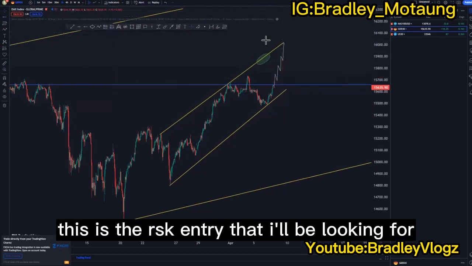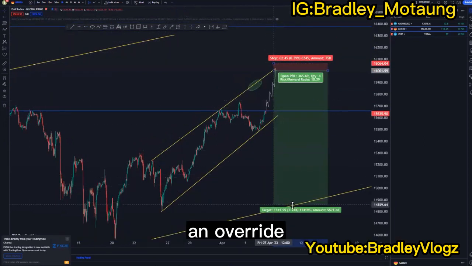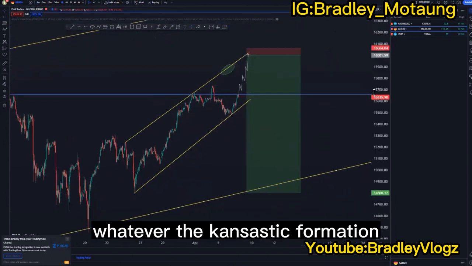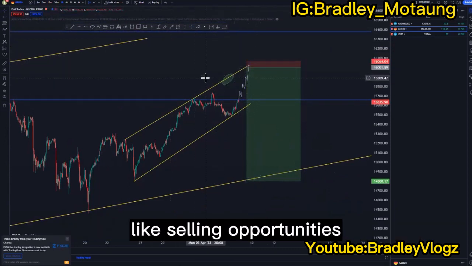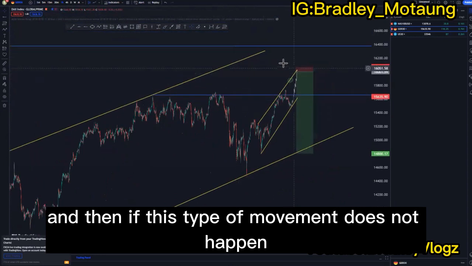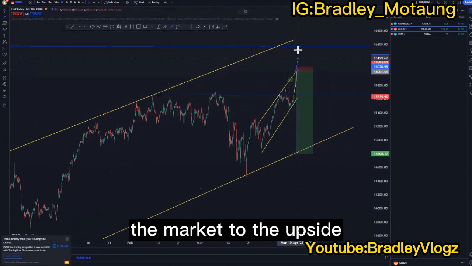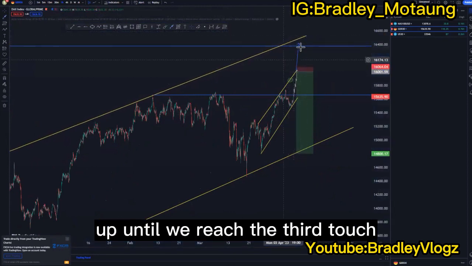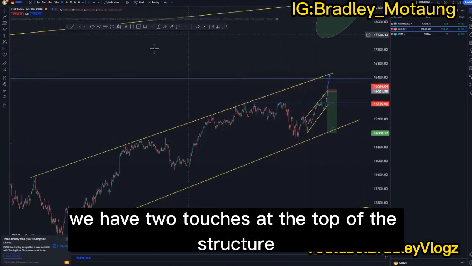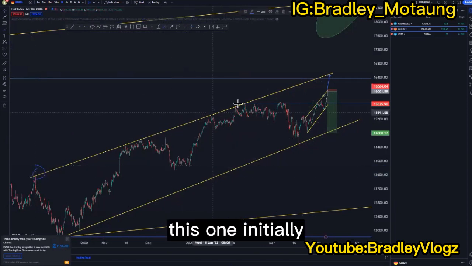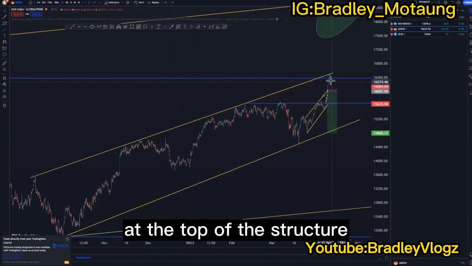So initially, this is the risk entry that I'll be looking for, whereby we get a candlestick confirmation, an override, or an evening star, whatever the candlestick formation that can happen at the top of the structure would be okay for us to take selling opportunities. And then if this type of movement does not happen, then it means that we are going to kick the market to the upside up until we reach the third touch, just because initially, as I said, we have two touches at the top of the structure, this one here, this one initially, and then we have this as our third touch. So we can take selling opportunities at the top of the structure.